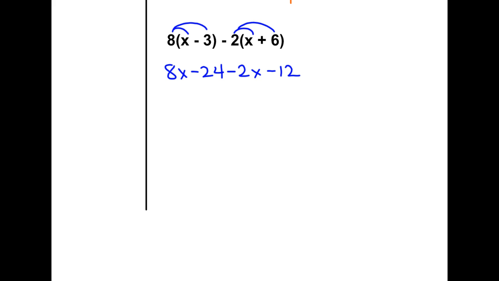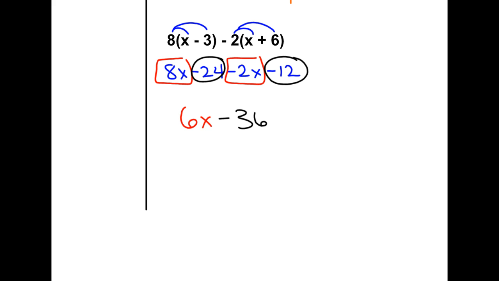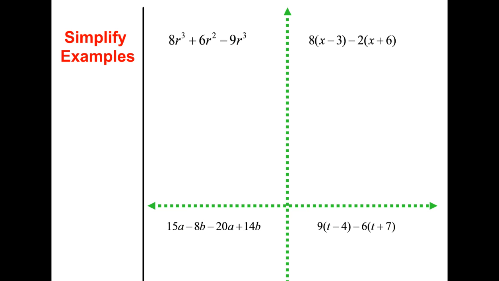Now we'll combine our like terms again. So we have 8x and we have -2x. So that leaves us with 6x. Then we have -24 and -12. So -24 minus 12 is -36. And we are done. Cannot combine those anymore because they are different variables. We have a variable and a coefficient. We cannot combine those.